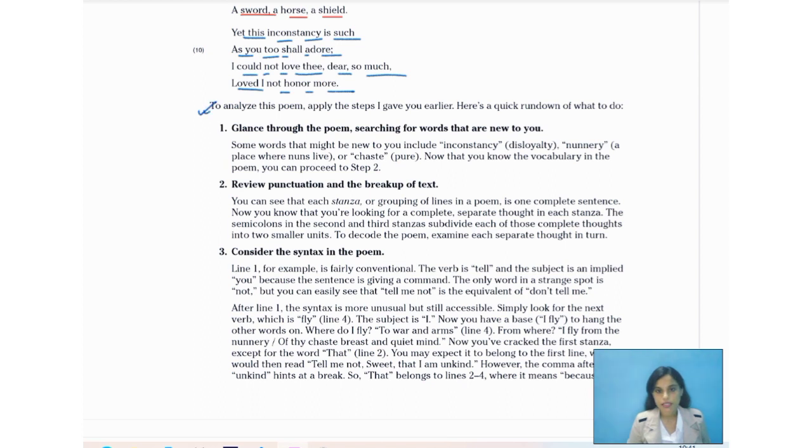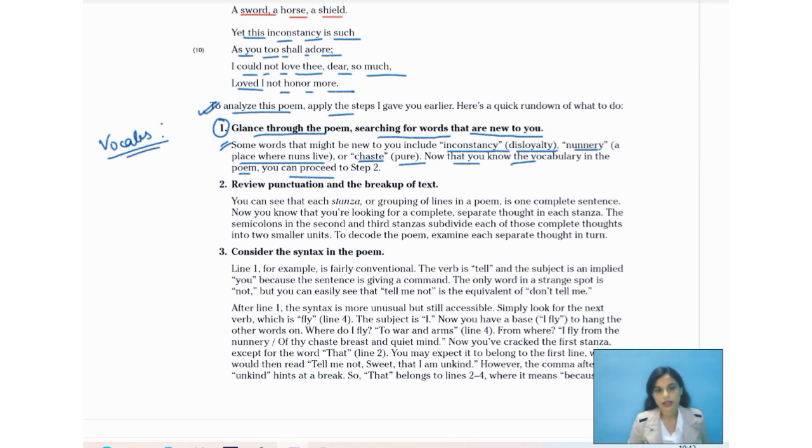So now what things are being followed over here to analyze this poem? To analyze this poem, here are certain steps that are applied. Glance through the poem. Search for words that are new to you. So some words over here are inconstancy, which means disloyalty. Nunnery means a place where nuns live. Chaste means pure. Now that you know the vocabulary in the poem, you can proceed to step 2. So the first step is vocab, finding out the new words, then writing down the meanings.